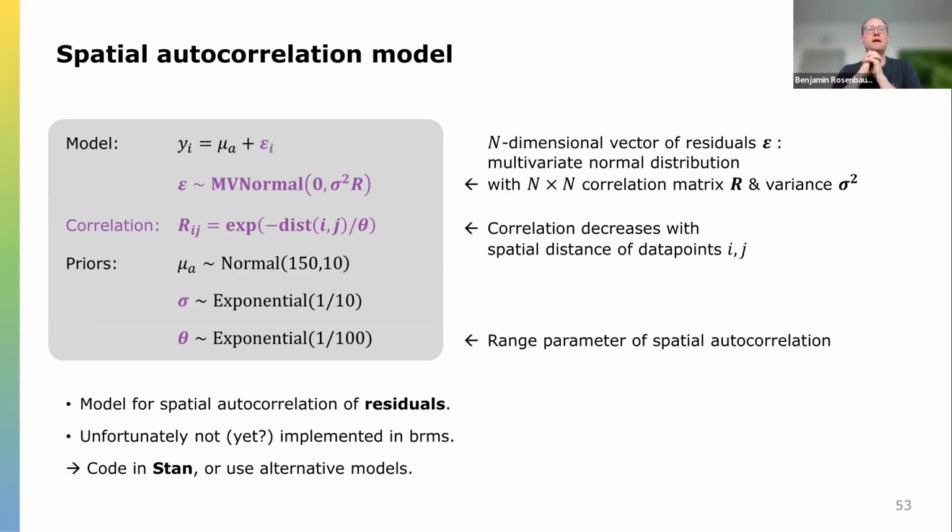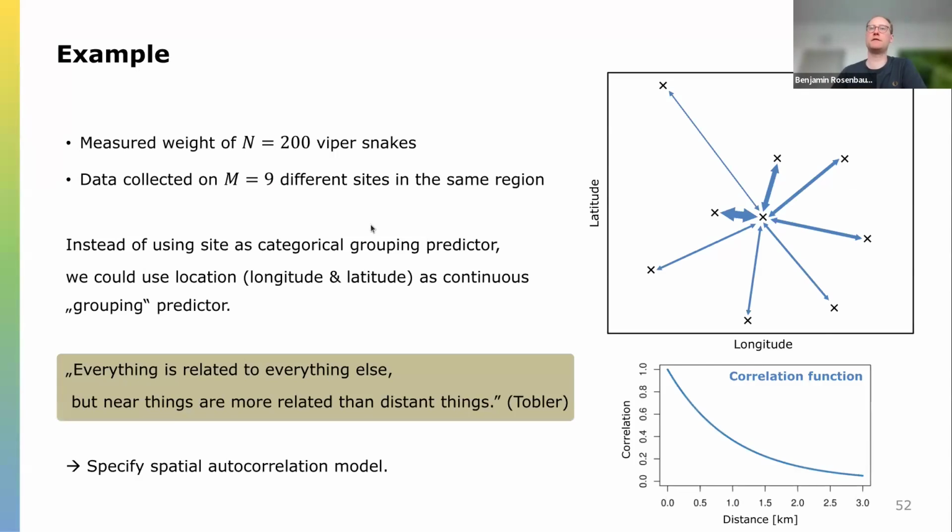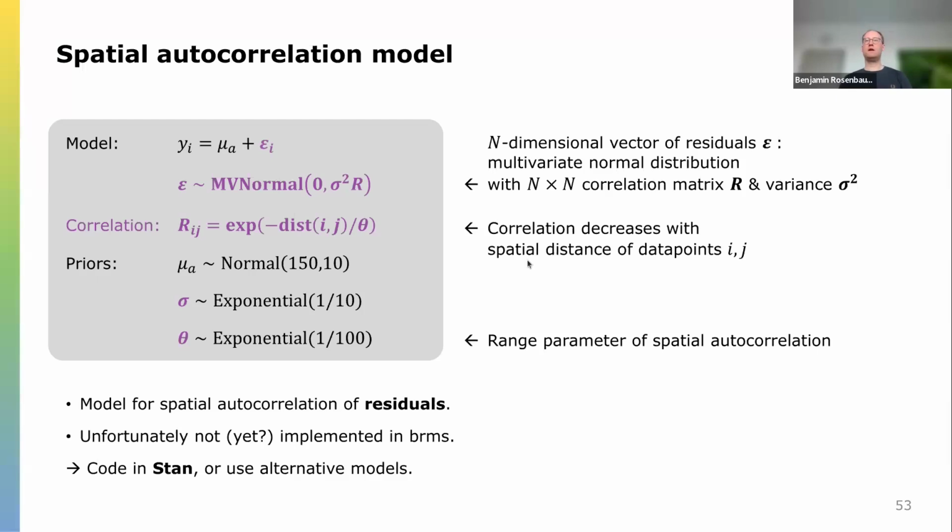You can define the same model for temporal autocorrelation by having time as a continuous predictor. It works the same. The only difference is that you do not have 2 dimensions here, but just 1 dimension of time. However, this specific way is not implemented in BRMS yet. You can model this yourself in Stan or Nimble.